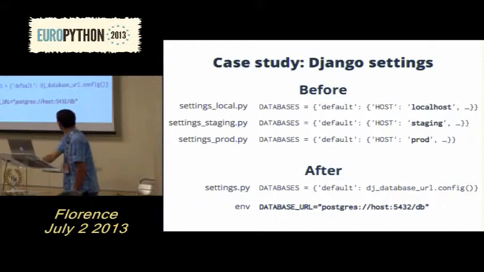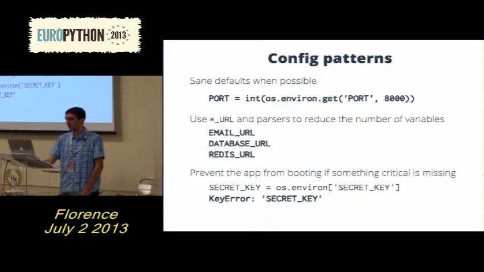So dj-database-url is a package that's available. It will just parse your database URL and generate the proper structure for Django. And then you can do some nice things with that, like having sane defaults when stuff shouldn't change that much between environments.